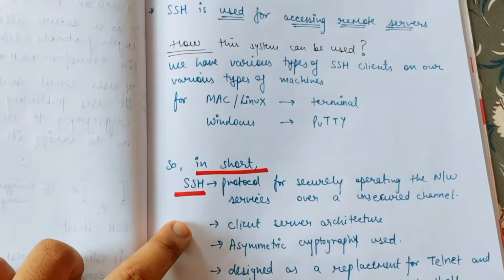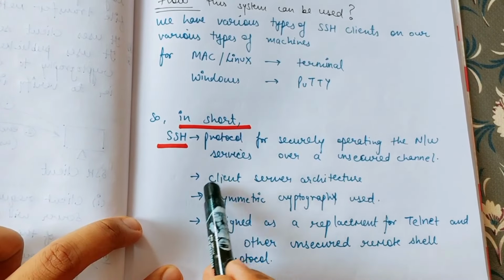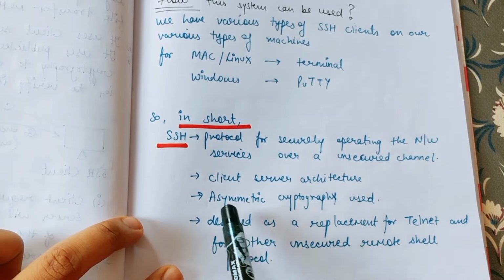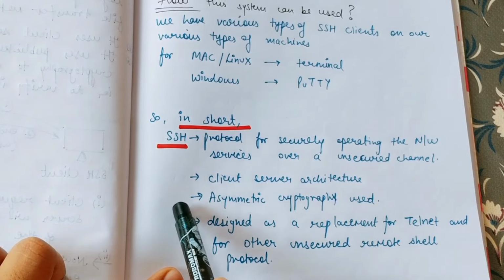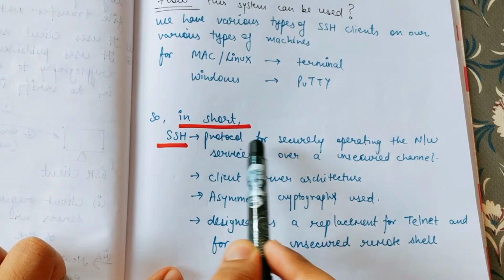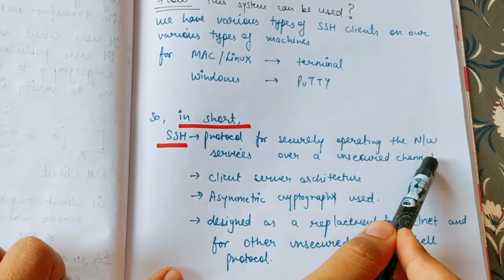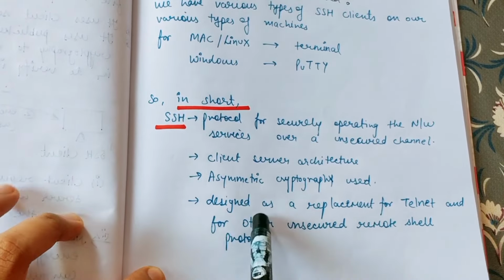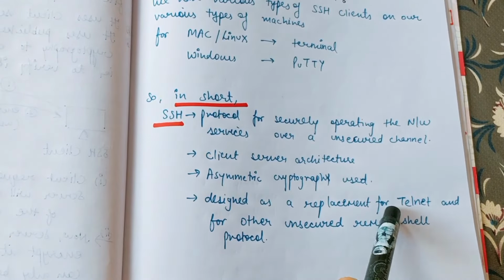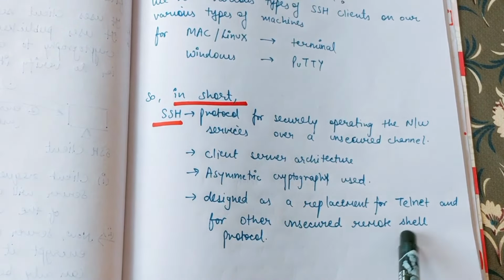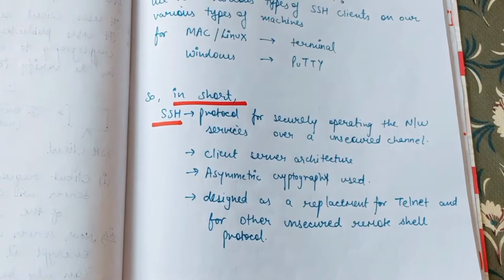Now in short, if I say what is SSH, simply it is based on client server architecture. It uses asymmetric cryptography technique, that is the public key and private key concept, and this protocol is used for securely operating network services over an unsecured channel. Okay, this is important, and it is designed as a replacement for various protocols like Telnet and other insecure remote shell protocols, right? So this is all about SSH.